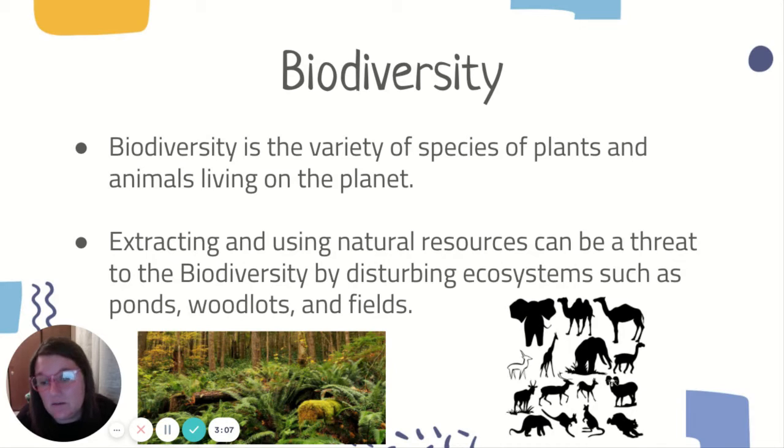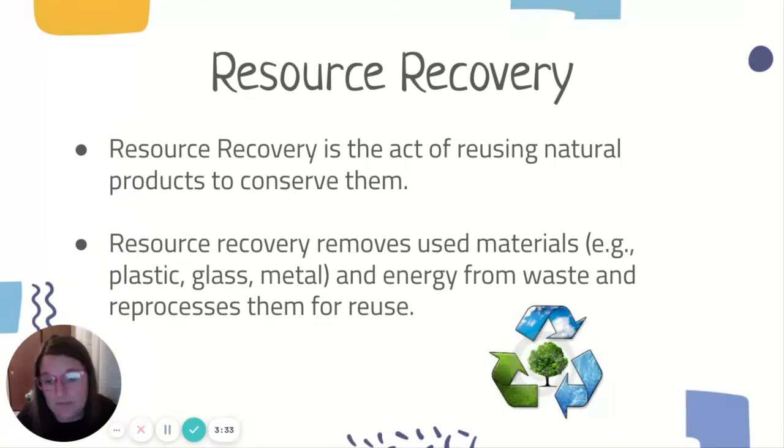It disturbs ecosystems in ponds and woodlots and fields. Think about it. The more trees we harvest, the less forest space there is. Think about how that affects the animals in that ecosystem. I know that you guys have been talking about life cycles and food webs. Think about it. If we take out plants from a forest, who or what animals would that affect? How would it change the biodiversity, okay?